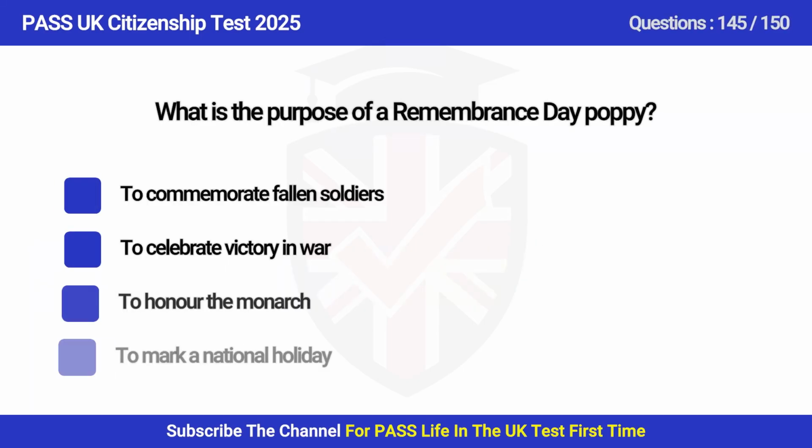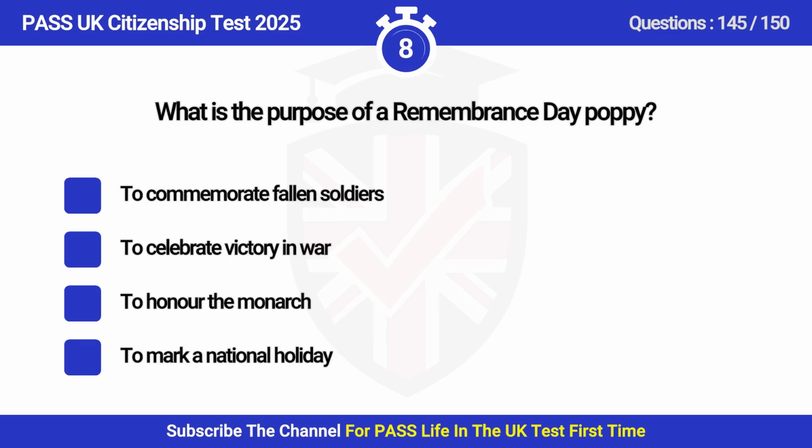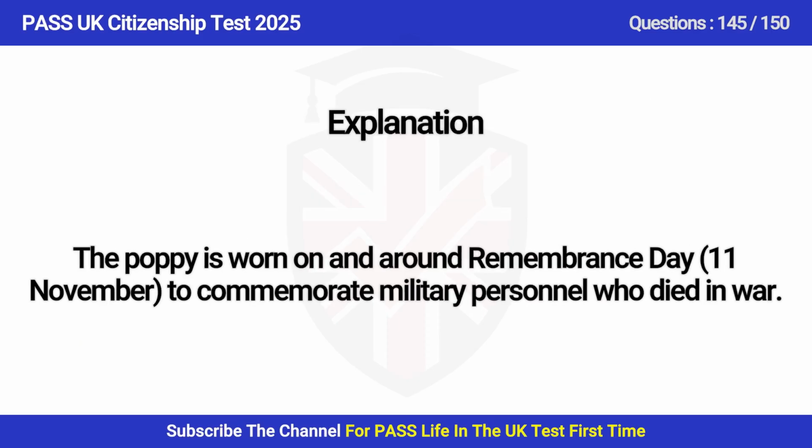Question 145. What is the purpose of a Remembrance Day poppy? A. To commemorate fallen soldiers. B. To celebrate victory in war. C. To honor the monarch. D. To mark a national holiday. Answer is A. To commemorate fallen soldiers. The poppy is worn on and around Remembrance Day, 11 November, to commemorate military personnel who died in war.